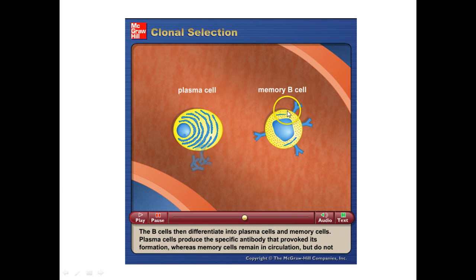Some of them, though, are not going to differentiate into plasma cells that secrete antibody. They're going to become what's called memory B cells. So they look just like the B cell that was activated, right?